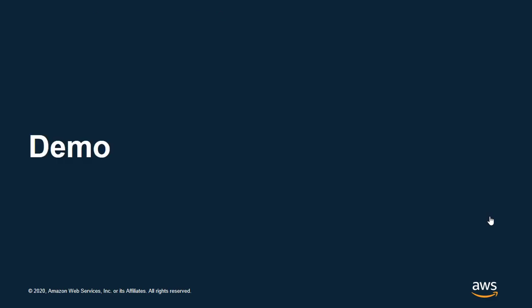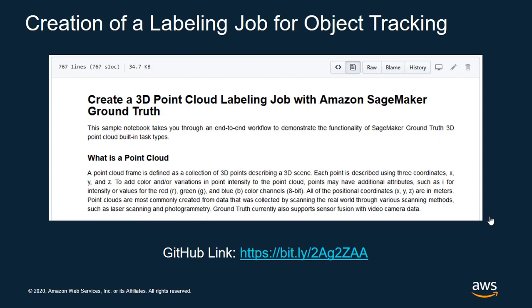So now let's move into a demo. The demo will walk through one of our sample notebooks specifically for creating a 3D point cloud labeling job. You can see the GitHub link here for this specific notebook. I'm going to move over to SageMaker and spin up a SageMaker notebook to do this demo. So let's do that here.